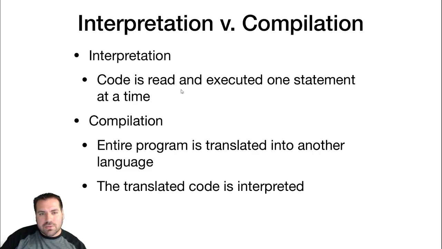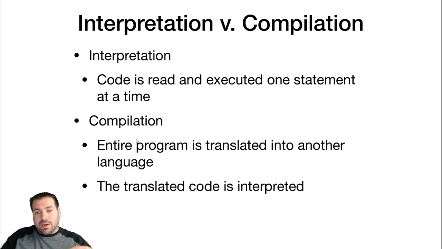Interpretation means that the code is read and executed one statement at a time. The interpreter will take your source code, the code that you write, and run through your program starting at the first line of main and just run each line, each statement that you've written, and execute one after another, and go through the program like that. This is as opposed to compilation, where the entire program is read all at once, translated to another language, and then that language is interpreted by an interpreter. That'll be an interpreted language, and run one line at a time as it executes.